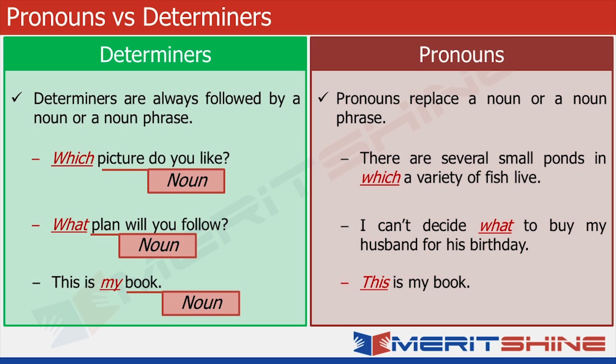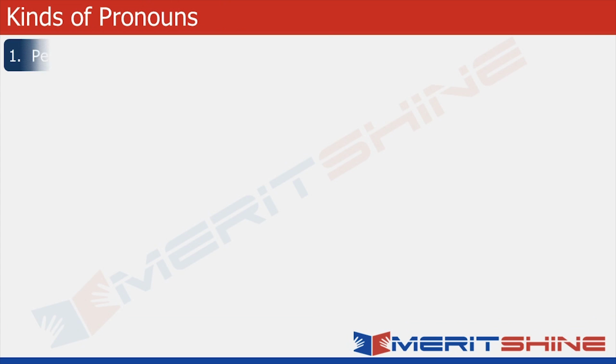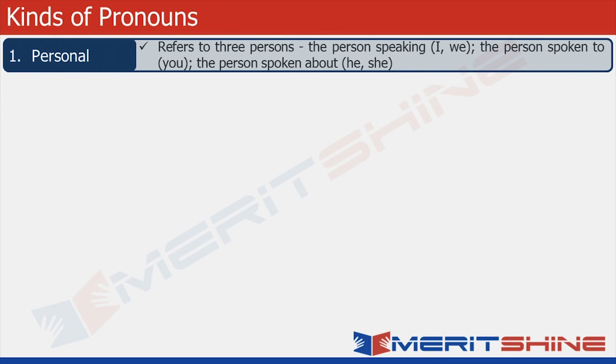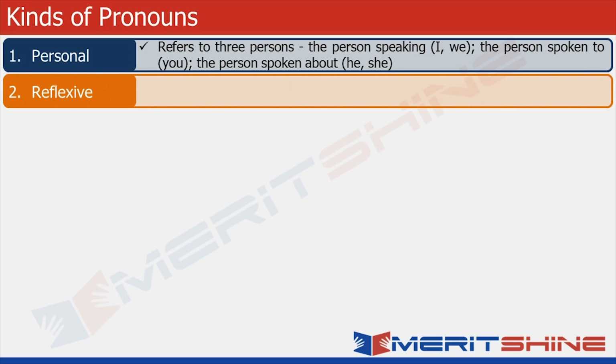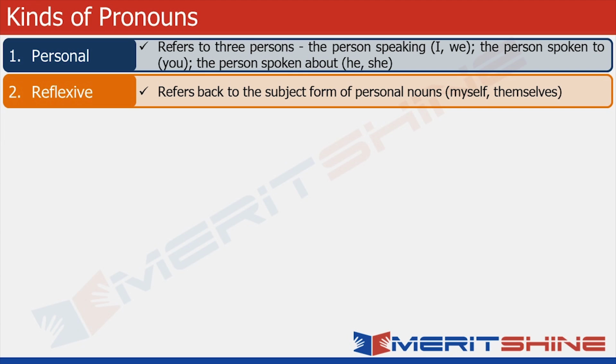Let us now discuss different kinds of pronouns. Personal pronouns. These pronouns are used to refer to three persons. That is, first person, the person speaking, such as I and we. Second person, the person spoken to, such as you. And finally, third person, the person spoken about, such as he and she. Reflexive or emphasizing pronouns. It refers back to the subject form of personal pronouns. They end in self or selves, such as myself, themselves, and so on.